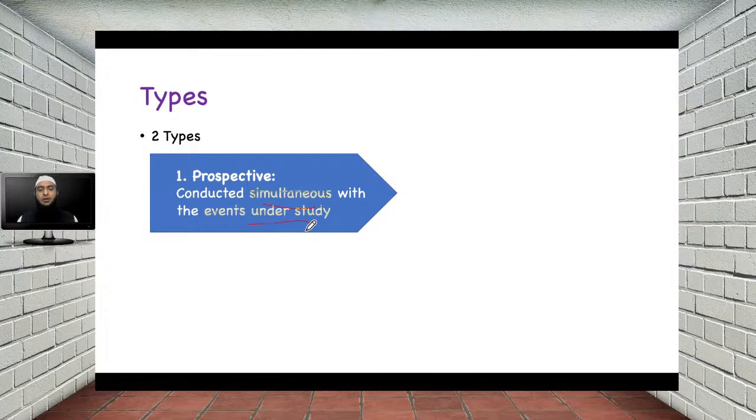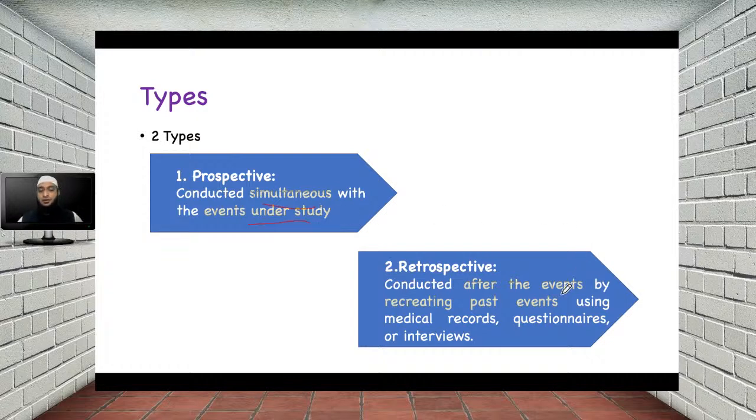So the important way you can remember the prospective study is that it is this ongoing current study. The second study is the retrospective study. What is a retrospective study? It is conducted after the event by recreating the past event. Now how are you going to recreate the past event? You need to use the medical record, you need to use questionnaires, and you need to take the interview of the physician, like what is your opinion, what is your experience with the oral contraceptive, right? This type of study is called the retrospective study.